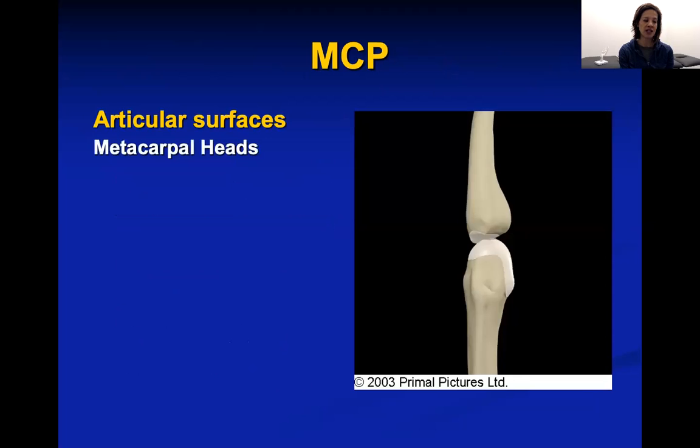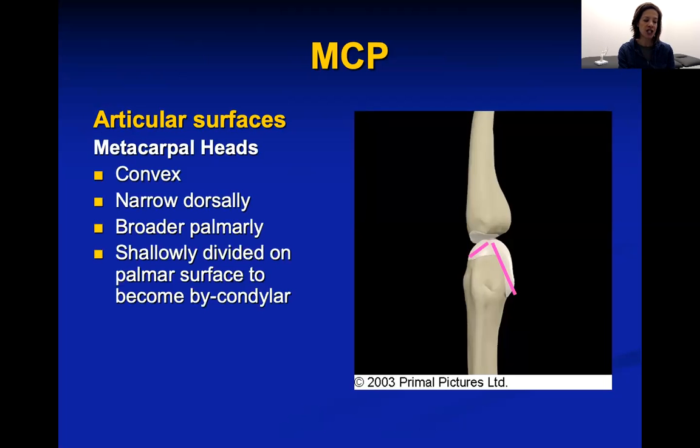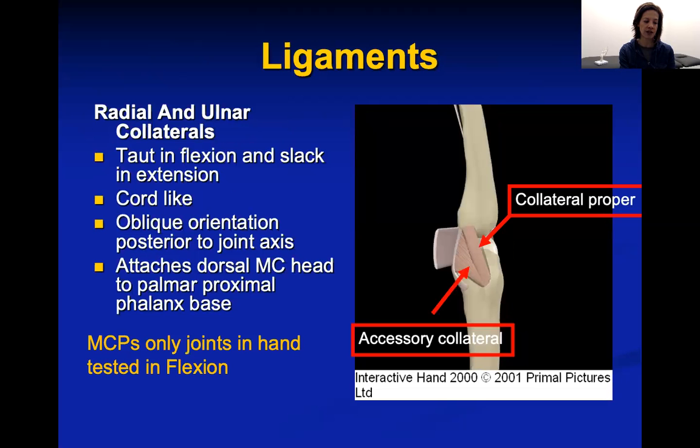So the MCP articular surfaces. The metacarpal heads, which would be here, or this part in my hand, they are convex, narrow dorsally, broader more palmarly, because they need more articular surface to close our hand, shallowly divided on the palmar surface to become bicondylar. The proximal phalanges, our bases are concave. So if you're mobilizing the phalanx on the metacarpal heads, think of a concave surface.